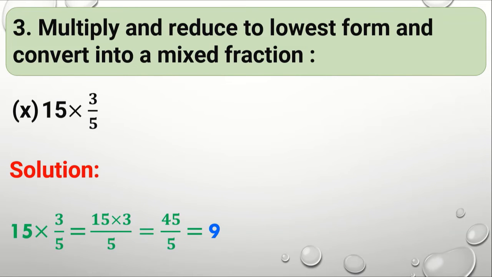Next, 15 into 3 by 5. So we can cut it here. 5 ones are 5, 5 threes are 15. So 3 threes are 9. Or you can do 15 into 3, that is 45 upon 5. So we can cut it and we will get the answer as 9.